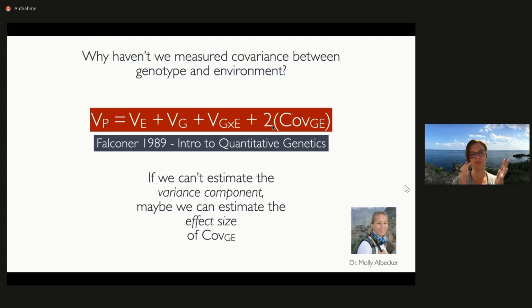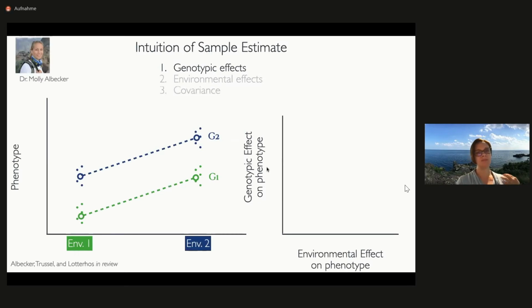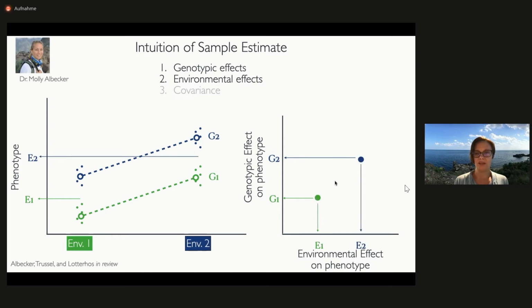So we were thinking, well, if we can't estimate the variance component, maybe we can estimate the effect size of the COVE-GE. And so we developed a sampling estimate to measure COVE-GE. To walk you through the intuition, I've got our reciprocal transplant data here on the left, and I'm going to plot the environmental effects on the phenotype versus the genotypic effects on the phenotype on the right. So first we get the genotypic effects from the data and plot them here. Next, we get the environmental effects from the data. Those are plotted here now.